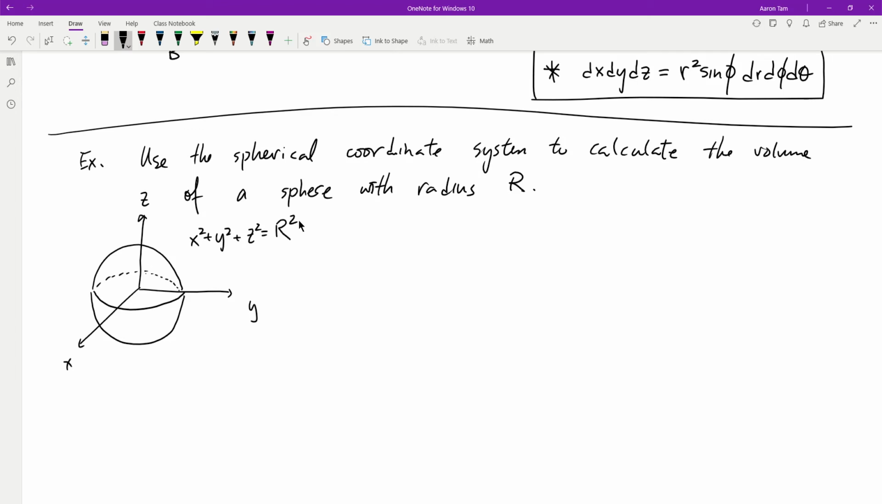How do we find this volume? I'm going to call this region B. The volume is simply given by this triple integral right here. So that will be the volume of B, which is the volume of a sphere of radius r. Plain and simple. But how do we evaluate this integral? Well, we could evaluate using regular xyz coordinates, which is actually equal to this.